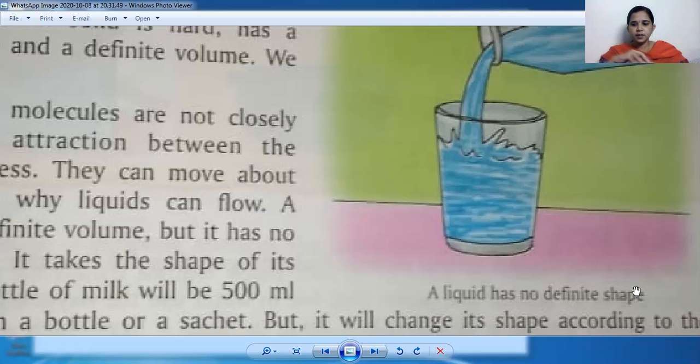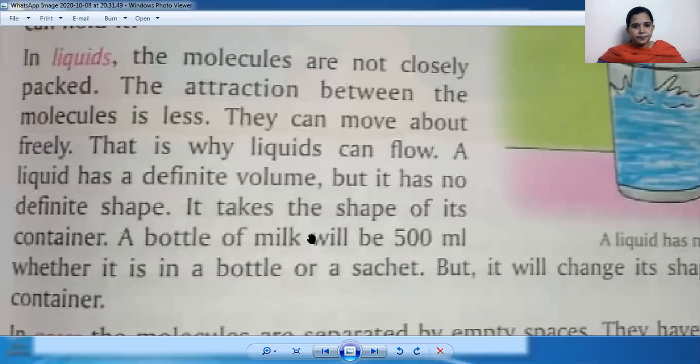See, if you take a pencil, we can describe the shape of the pencil. It will be straight and long like this. So we can say it has a definite shape. But liquids don't have any definite shape, but they have volume, which means we can measure that weight. And a liquid takes the shape of its container.